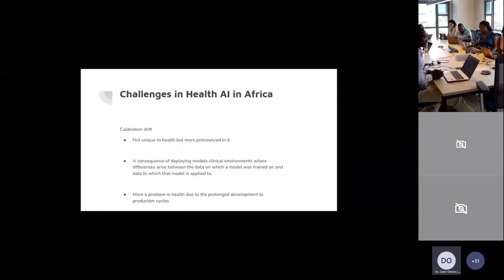the next problem is something we call calibration drift. And this is not unique to health, but more pronounced in it. When we're talking about calibration drift, it's actually the consequence of deploying medical models in environments where there are differences between the data on which the model was trained and the data to which it is applied. Some of these differences may happen over time because it's a different set of patients that are being exposed to the same model, even if it was trained on accurate data in the first place, but the data changes, yeah?